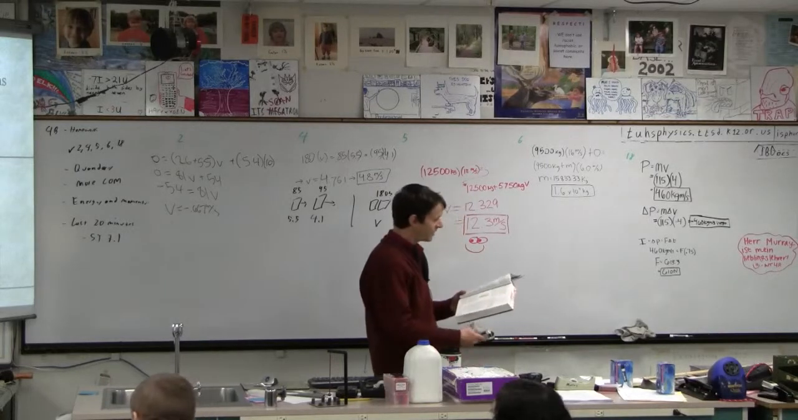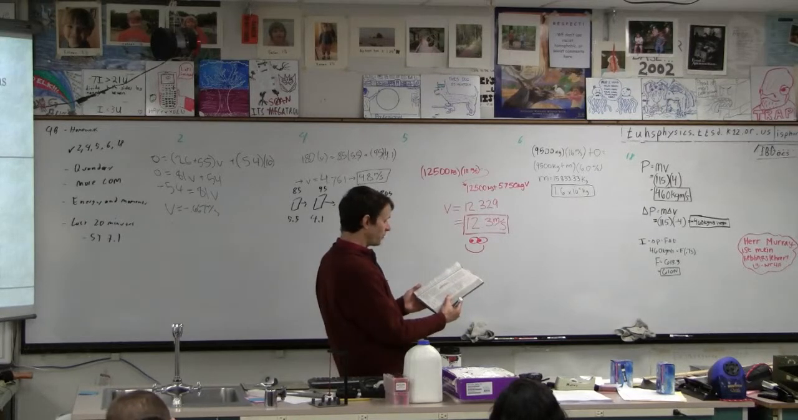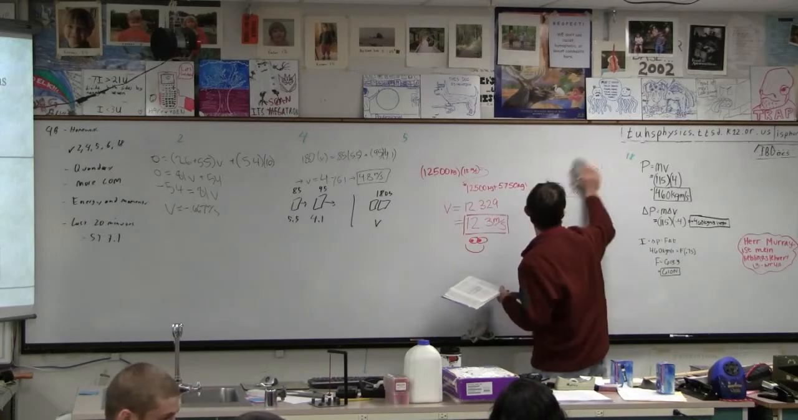This is problem 18 from chapter 7. It says a 115 kilogram fullback is running 4 meters per second to the east. So we've got to draw a picture of that.